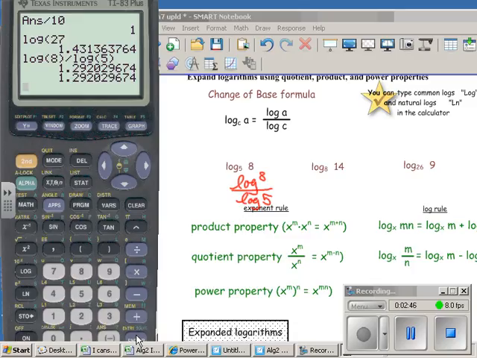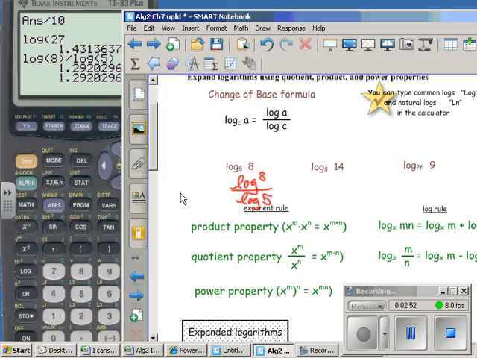Okay. How about log base 8 of 14? Try that. Guys, you're going to need a calculator to do this. Even scientific calculators will do it. You don't need a graphing calculator. Even a scientific calculator will work.